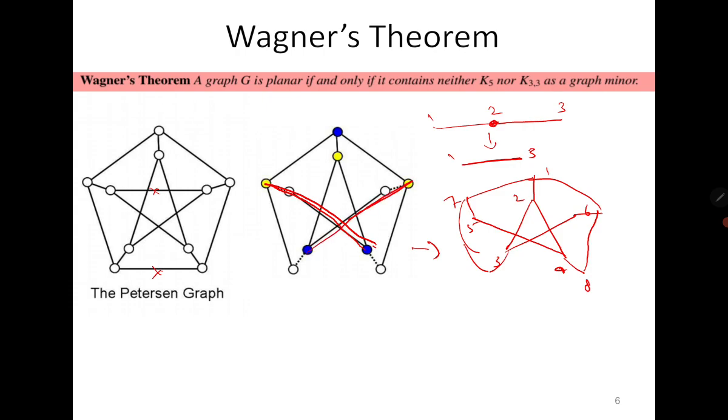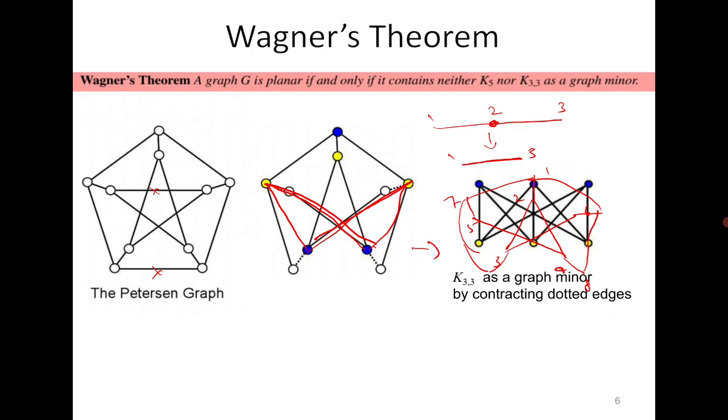Similarly, this would be directly adjacent to this one, then this would be adjacent to this one, and then this would be adjacent to this one, and this would directly lead you to K33, because you will have only blue and yellow vertices in the end. So contraction is quite easy. And this is an interesting observation, that if there is a subdivision, then there is a contraction. So K33 is a graph minor by contracting the dotted edges.